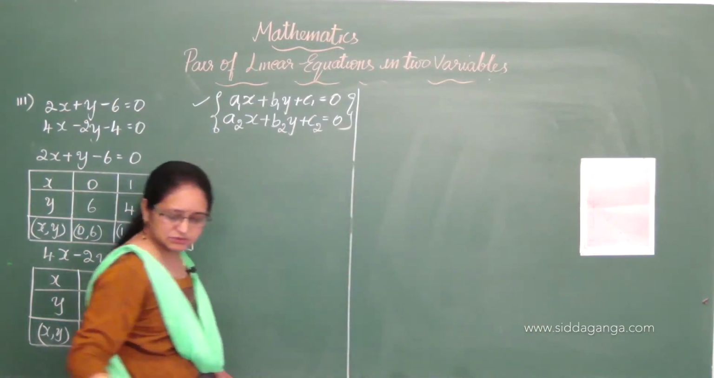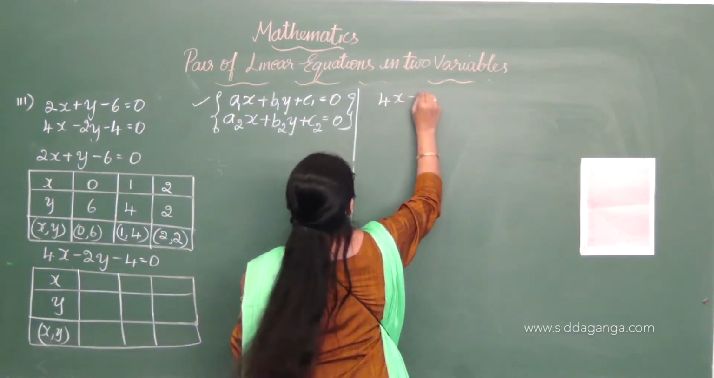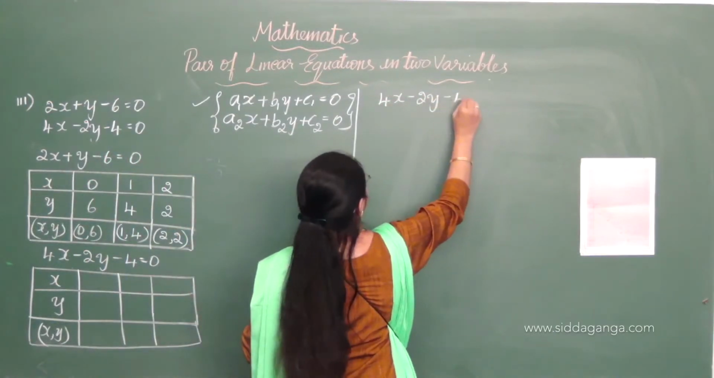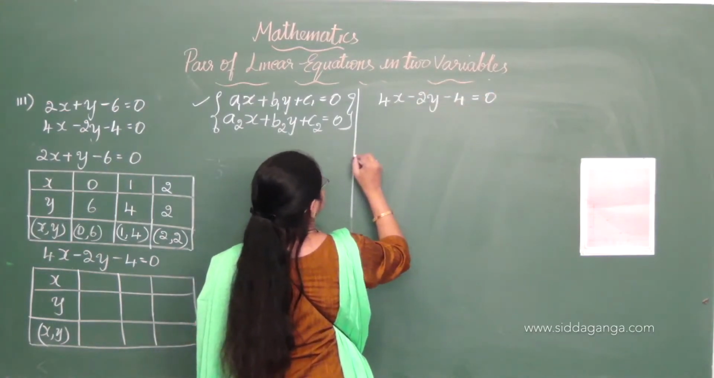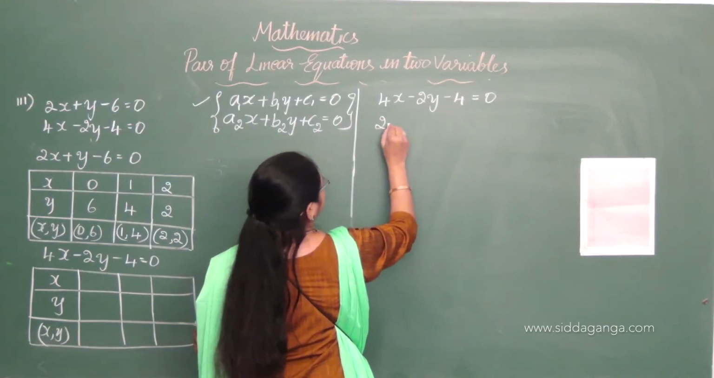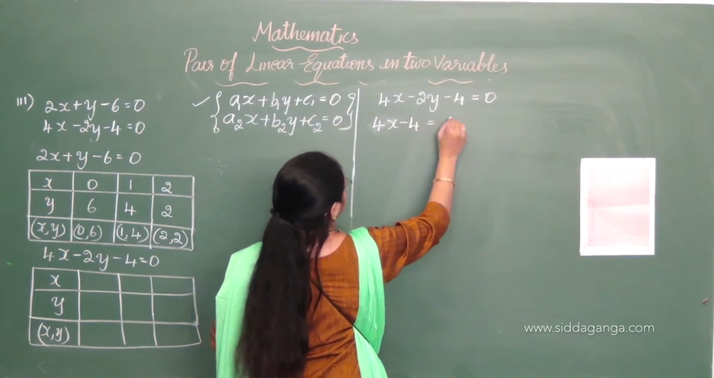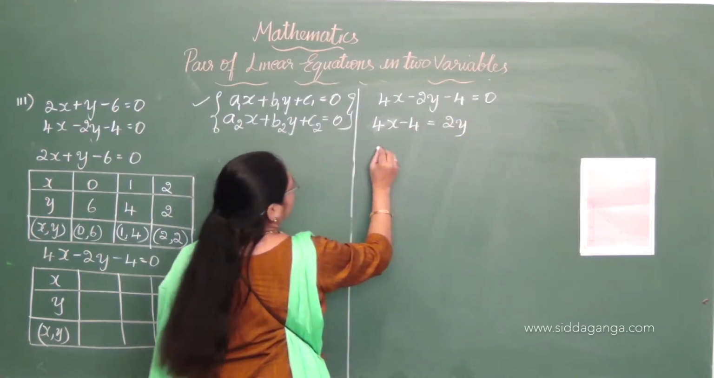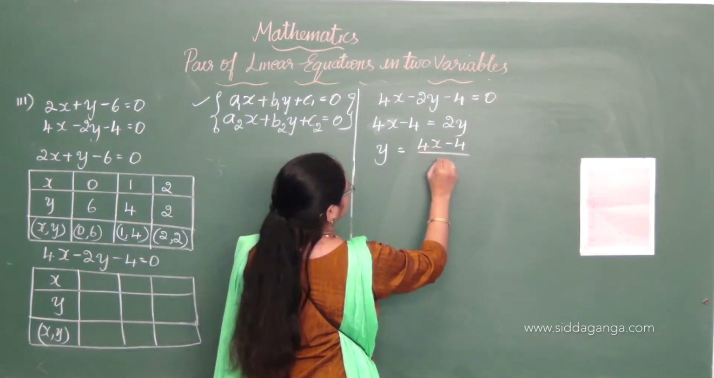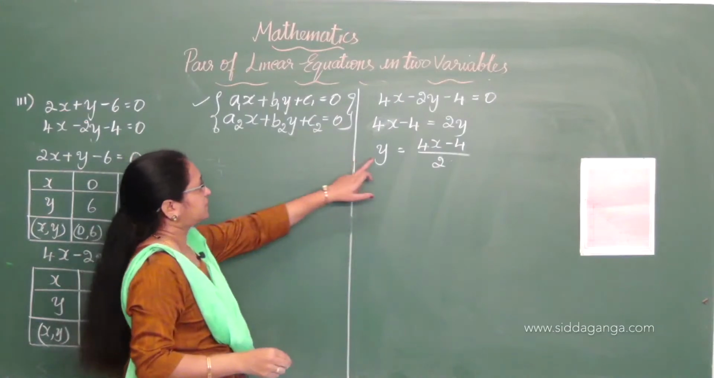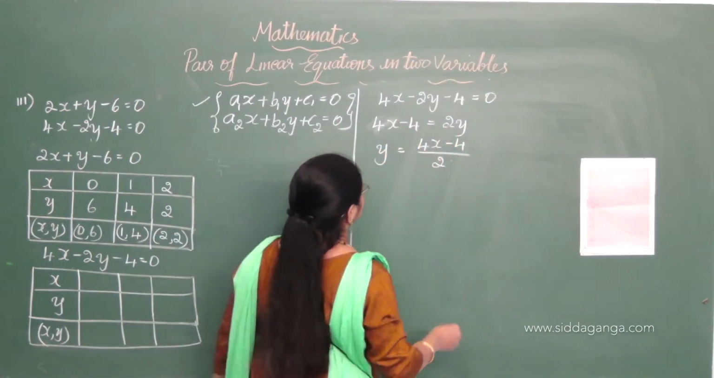So we'll find out the values. So second one is 4x minus 2y minus 4 is equal to 0. Now 2y, you just transpose it to the other side. So 2y, you write 4x minus 4 is equal to 2y, or y is equal to 4x minus 4 divided by 2. Okay, y is equal to 4x minus 4 divided by 2.